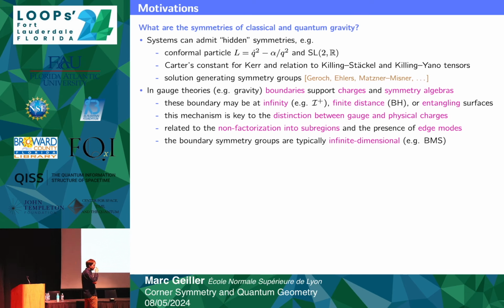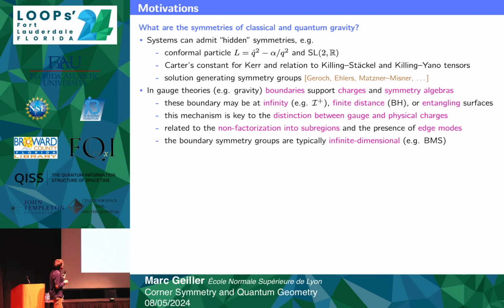So gravity is, of course, a gauge theory. And there something interesting happens, because when you have boundaries in the theory, well, as we will see, boundaries can support charges and symmetry algebras. And this is a very generic feature. This boundary can be at infinity. It can be scri plus, for example. It can be the horizon of a black hole. It can be even some fiducial boundary, namely an entangling surface.